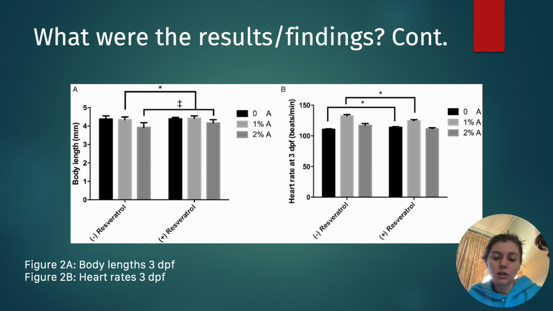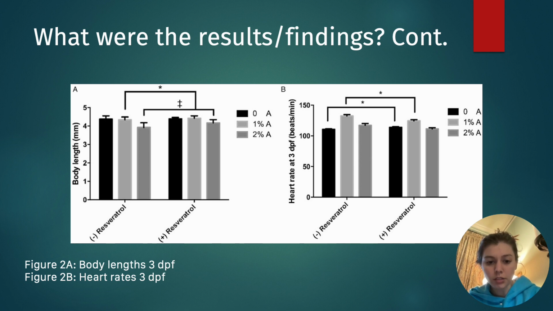Okay, so this is another figure from the article, and figure 2A on the left compares body length, and then figure 2B on the right compares heart rate. So the body length was measured by a calibrated reticle of a microscope, and heart rate was measured manually for 1 minute in each fish.